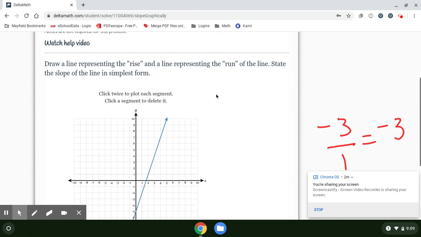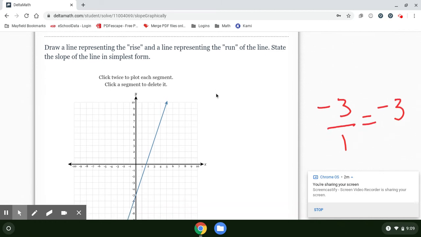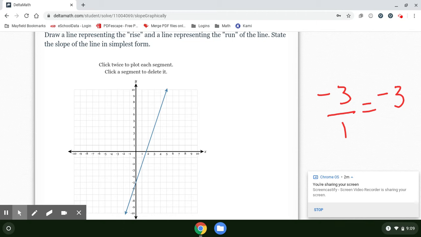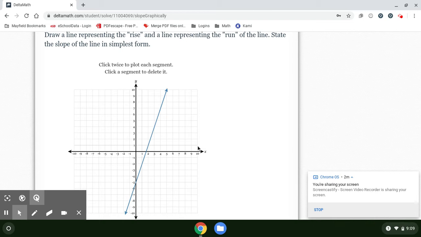Draw a line representing the rise and a line representing the run. State the slope of the line in simplest form. Okay, I'm going to erase this over here, and go back to drawing my line. So if I start at the y-intercept down here at -5, I know I have to get up to this point. So I'm going to go up to 1 and count my spots. 1, 2, 3, 4, 5, 6. And then I'm going to go from there over. So click on 1 and over 2.